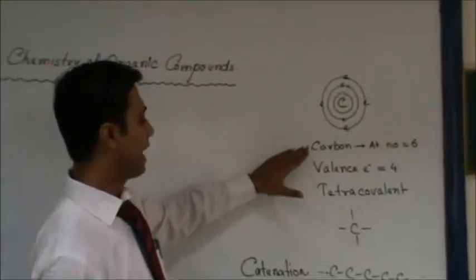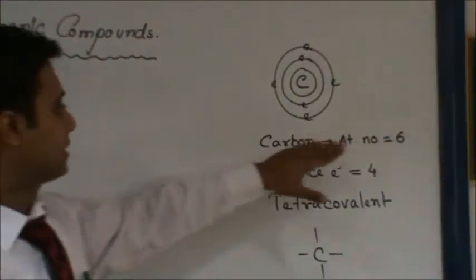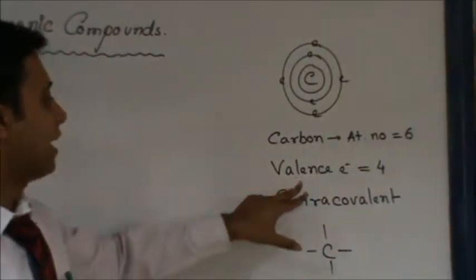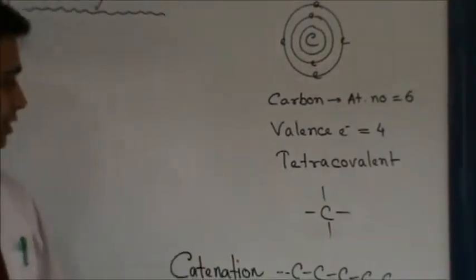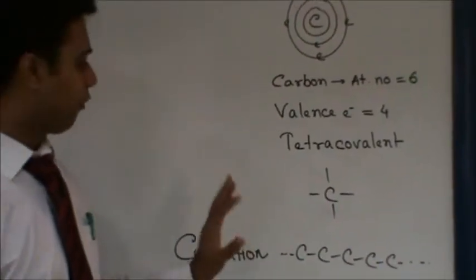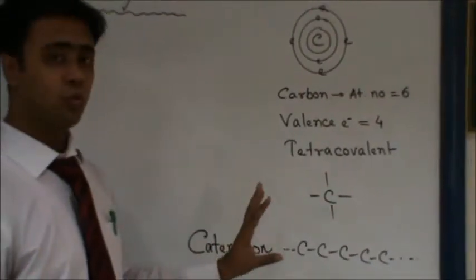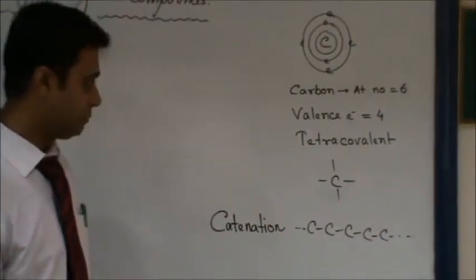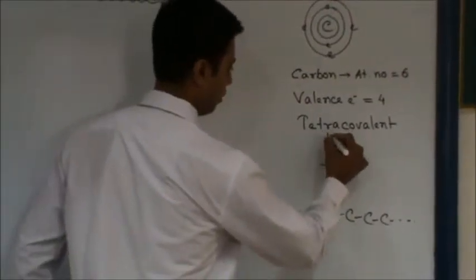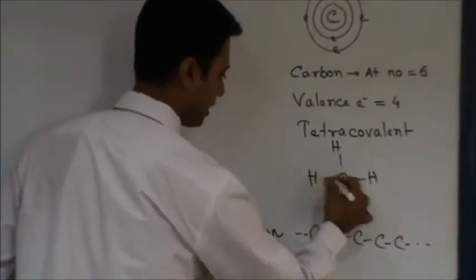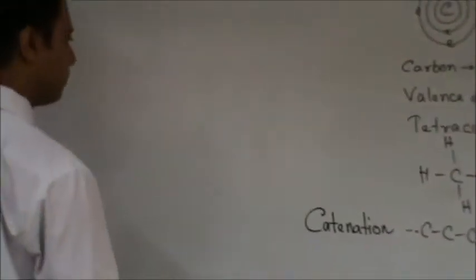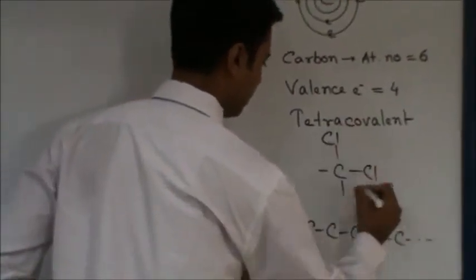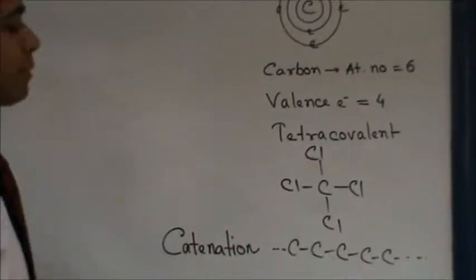If you look into the carbon atom, its atomic number is 6. It has 4 electrons in the last shell and its valency is 4. That is, it is tetracovalent. Since carbon's valency is 4, it can form bonds with 4 atoms of other monovalent elements. Namely, it can form 4 bonds with 4 hydrogen atoms and can form methane. It can also combine with 4 chlorine atoms, giving rise to carbon tetrachloride.